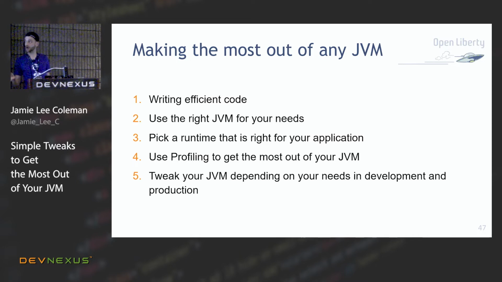Fourth, use profiling. Profiling is amazing. It essentially allows you to have a look at what's going on inside your JVM. And then, of course, tweak your JVM. There's lots of different ways you can do that. You can tweak your garbage collector. You can add extra functionality, which I'll talk a little bit about later, and try and show you a demo.